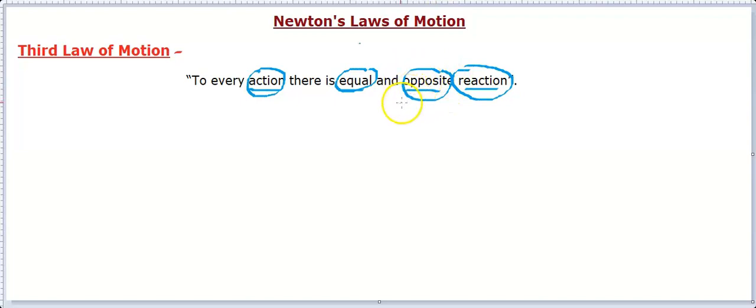Right. So here action means force. If you apply a force on any object, then the object is going to react or respond or give a reaction. In reaction, the object will apply a force on you, and that force will be equal in magnitude and opposite in direction. Right. So that's called the third law of motion.